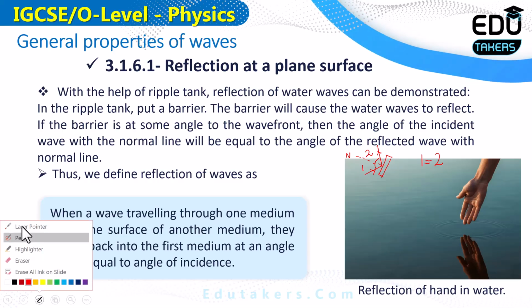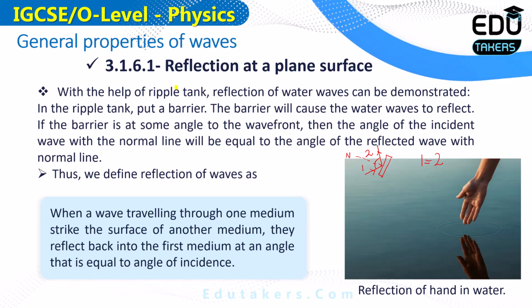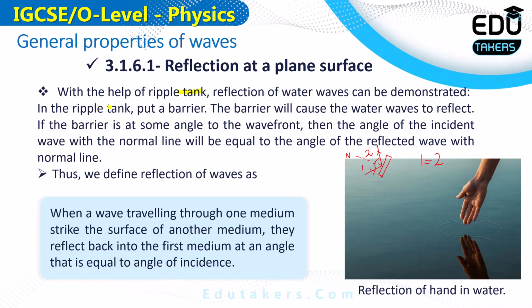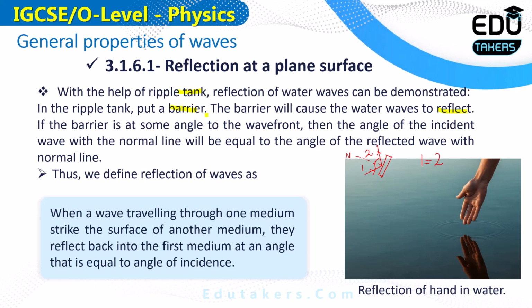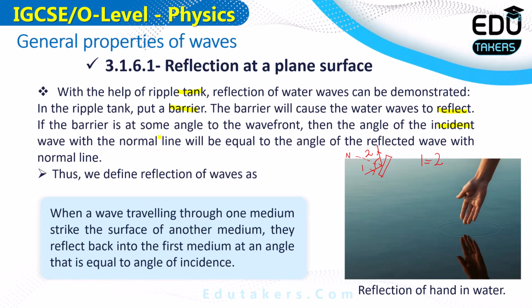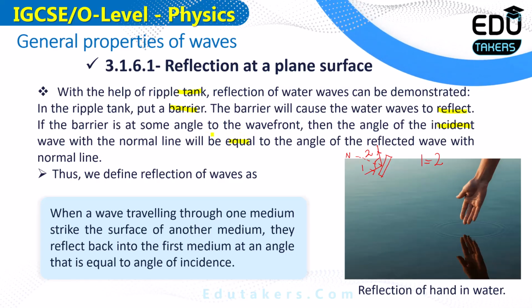So you can see here, with the help of a ripple tank, the reflection of water waves can be demonstrated. In the ripple tank, put a barrier. The barrier will cause the water waves to reflect. Because of the barrier that you place here, the water wave is reflected. If the barrier is at some angle to the wavefront, then the angle of the incident wave with the normal line is equal to the angle of the reflected wave with the normal line. So I can simply say that angles 1 and 2 are equal according to reflection.